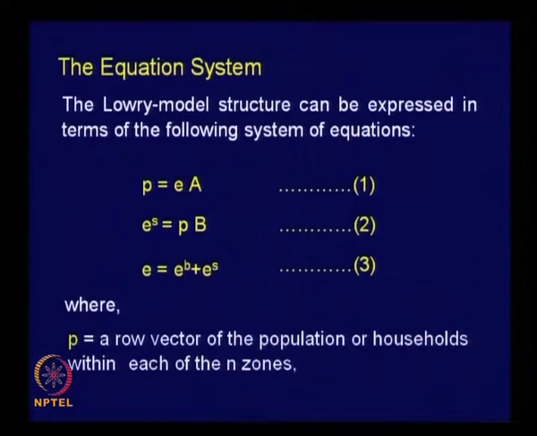where P is nothing but a row vector of the population or households within each of the n zones. Just the population zone wise is given in the form of a vector. It will normally be a row vector because there will be one value for one zone. Clear? Then we have to explain about E, A, B, EB and ES.